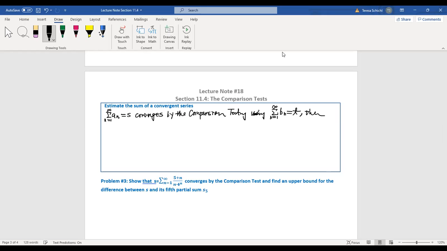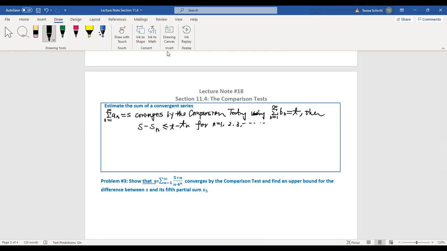Then we know whatever this series converges to, the s minus sn, that's the partial sums, right? It's because this is compared by the comparison test. We know if an is less than bn for every n, so that's why the bn converges, we know the an converges. So that's why this is going to be less than t minus tn, for n equal to 1, 2, 3, and so on.